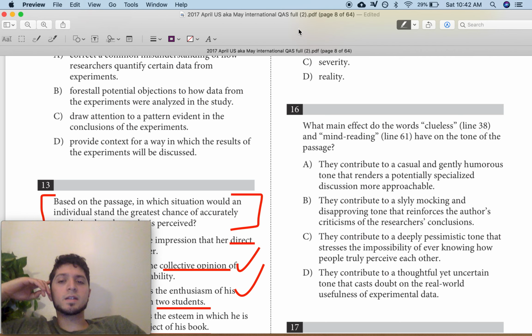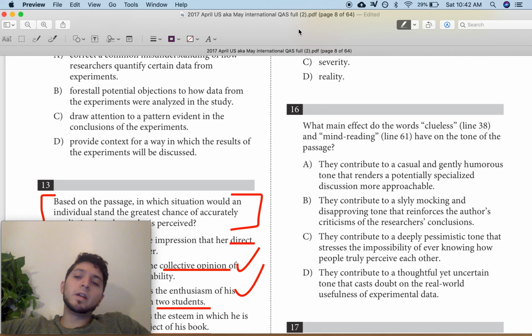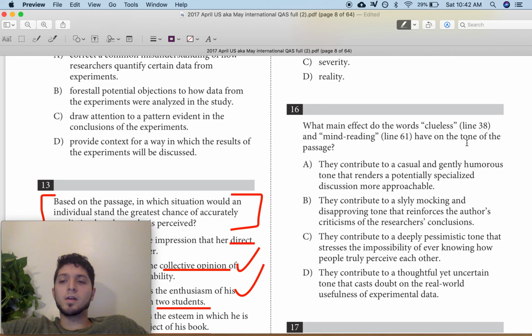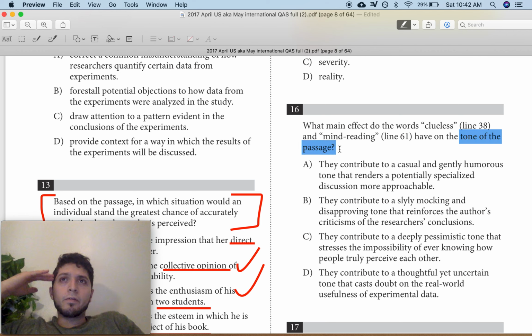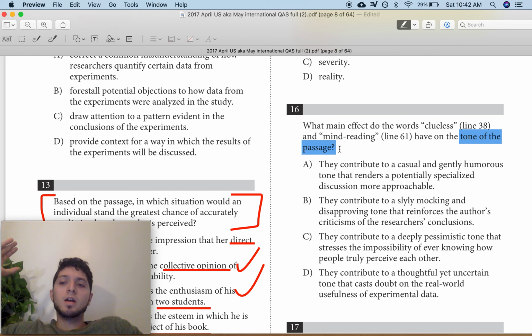We're going to do question 16 today. So, 16 says, what main effect do the words "clueless," line 38, and "mind reading," line 61, have on the tone of the passage? Okay, so when I first look at this question, there are a lot of directions that we can go in for this.